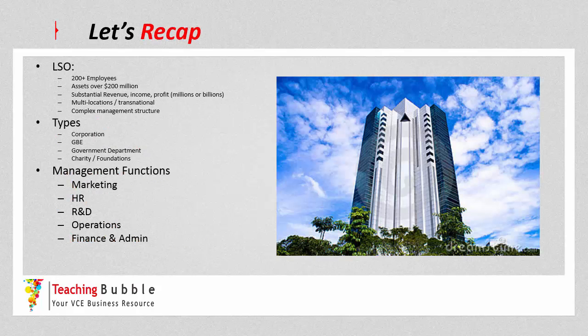So just to recap, the defining characteristics of a large-scale organisation are: 200 or more employees, assets of $200 million, substantial revenue or income or even profit in the millions or billions of dollars, multiple locations or transnational operations, and a complex management structure. We need to know the different types and their differing aims: a corporation, government business enterprise, government department, charities and foundations. The key management functions are marketing, human resource management, research and development, operations, finance and admin, and I've left off information technology there.